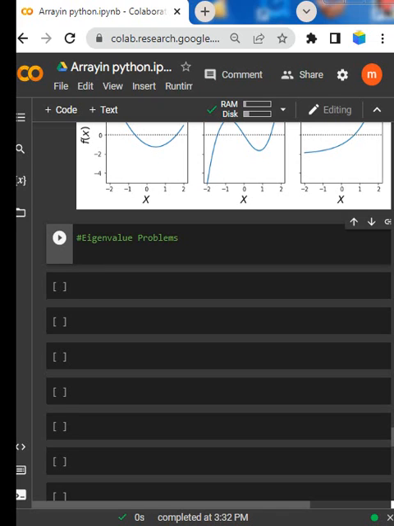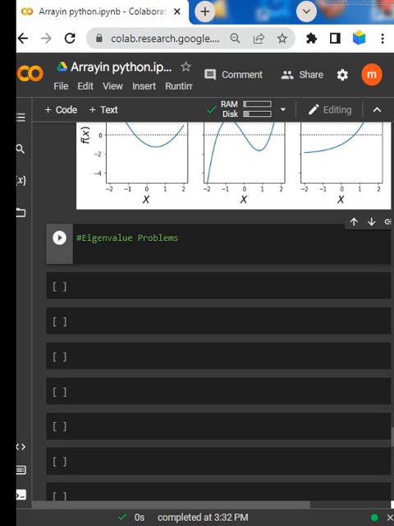Friends, today I am going to discuss eigenvalue problems. So, what is the eigenvalue problem? If I talk about a special system of equations, it is of great theoretical and practical importance. It is an eigen equation like Ax = λx.